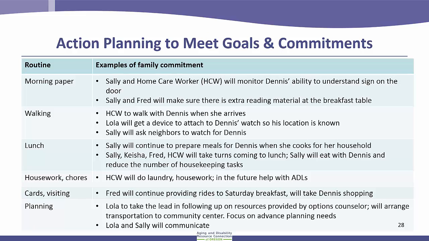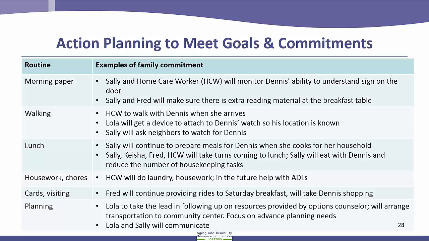Here are some examples of the commitments the family made to achieve the goals of supporting Dennis's routines and balancing Sally's responsibilities. Getting home-delivered meals was discussed but then rejected because Dennis wasn't enthusiastic about them, and Sally realized that she really enjoyed having lunch with her father if she could focus on socializing. Making lunches for Dennis was part of her routine because she typically made the family meals for the week on the weekend. It was easy for her to include a portion for Dennis.